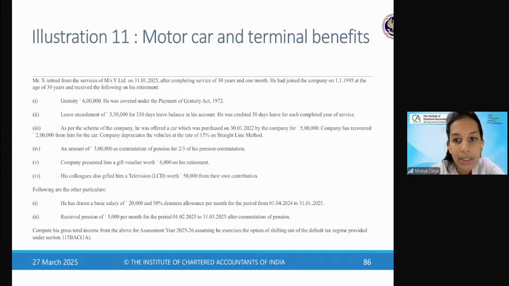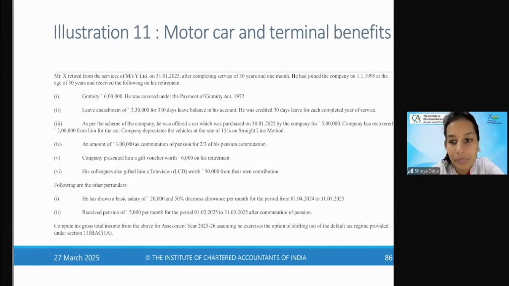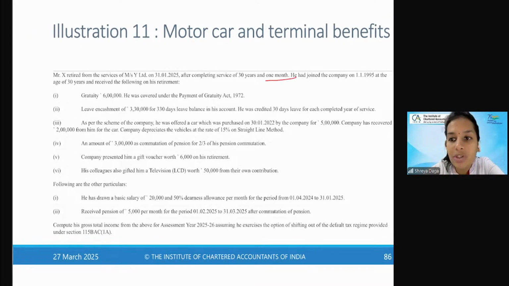There is a fraction here, let us see what to do with this fraction. He has joined the company on 1st January 1995 at the age of 30 years and received the following on his retirement. What was his age when he joined the company? I don't think it is relevant. It is just that how many years he has completed and now he is retiring. Only that is relevant. Okay.